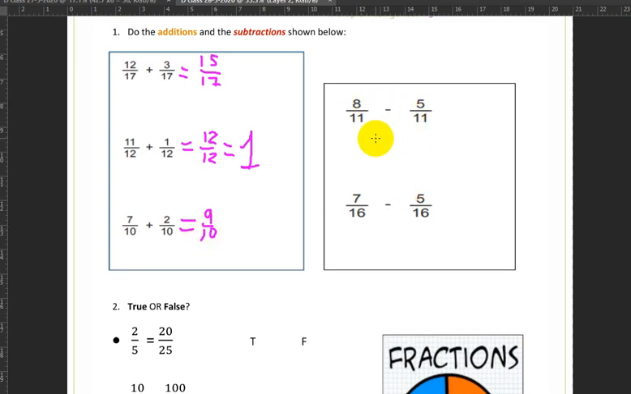Next we have the subtractions. 8/11 minus 5/11. Here we say 8 minus 5 makes 3. 3 what? 3/11. Next we have 7/16 minus 5/16. 7 minus 5 will give us 2. 2 what? 2/16.